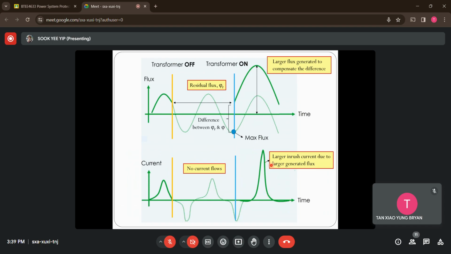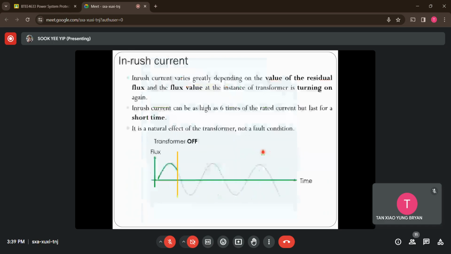So the magnitude of the inrush current is not fixed at a certain value. It actually changes based on multiple factors. So let's move to the next slide here. There are two factors that govern the magnitude of the inrush current. First, the value of the residual flux within the core, as well as the time you turn on the transformer again.